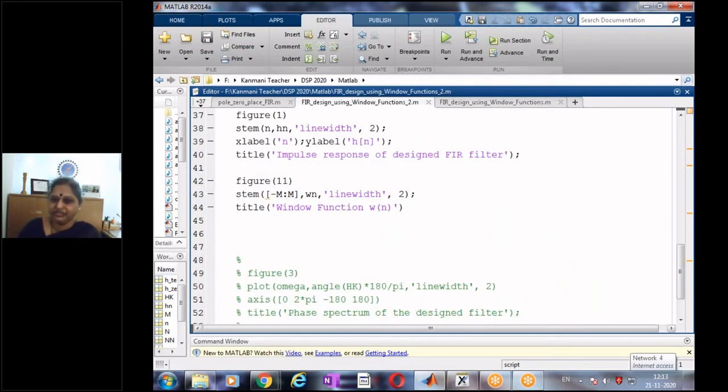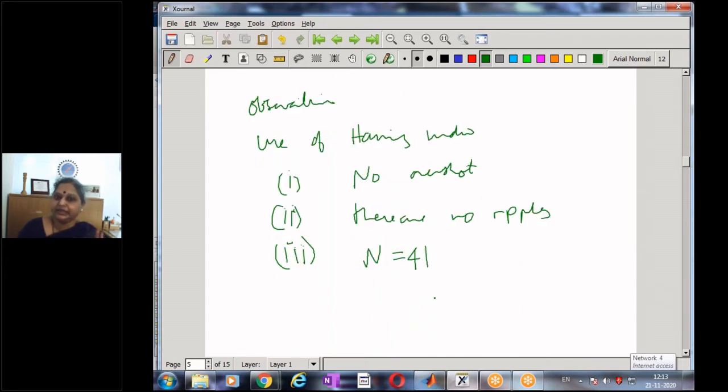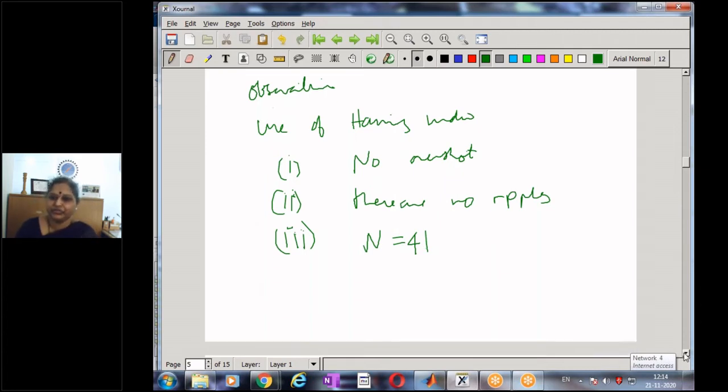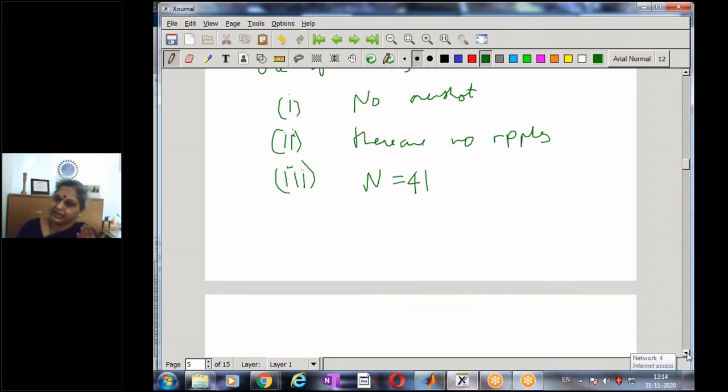So then we are all convinced from the above examples that we need to use a window function. It could be the Hamming, the Blackman, or the Bartlett window. Any window function is definitely going to perform better than the rectangular window function. And because it solves the overshoot problem, there are no ripples in the design filter, and the typical length of the filter is usually large. Now, having seen that, let's take one more example, the high pass filter.